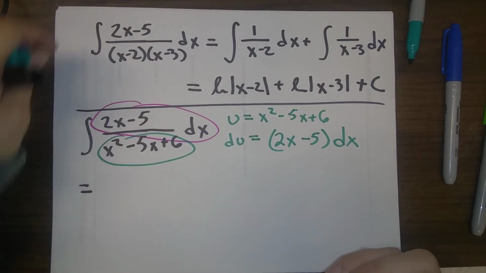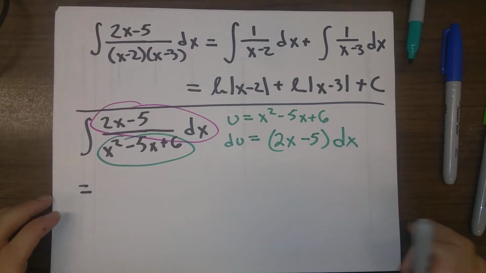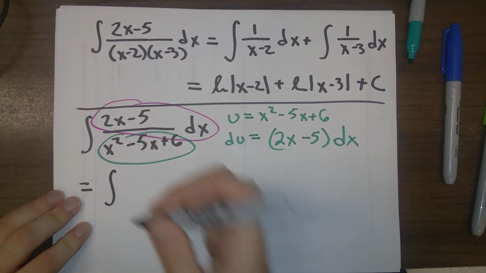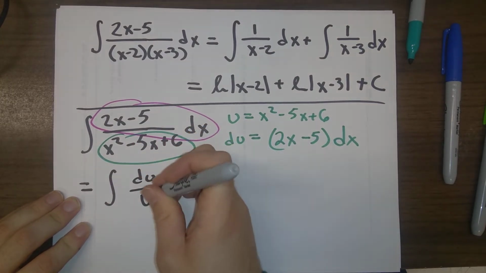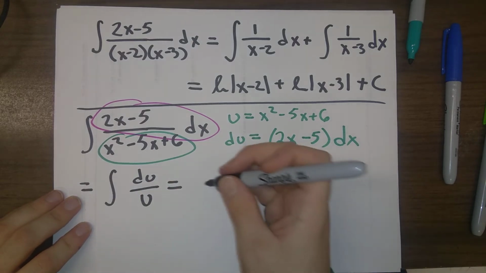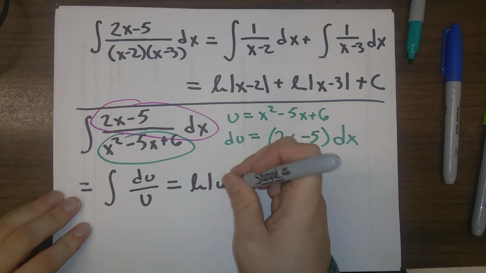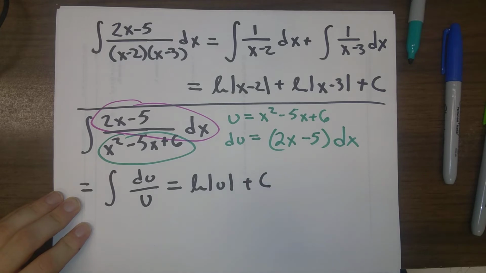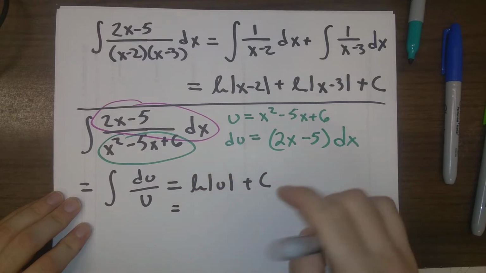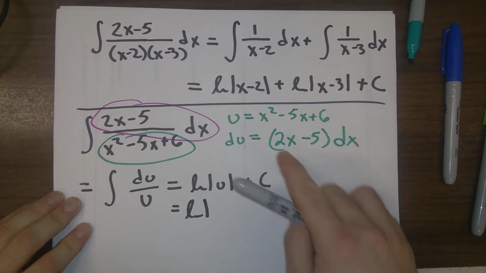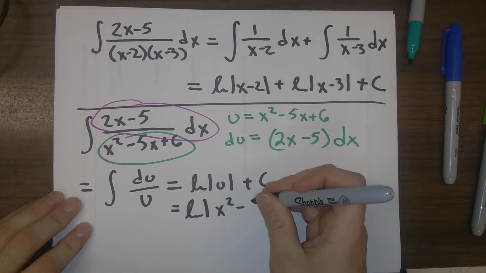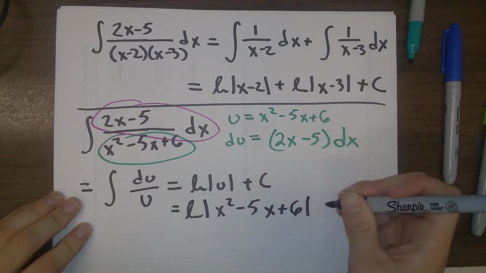And so, using substitution, we actually could rewrite this as the integral of du over u, which is going to be natural log of u plus c, and of course implicit absolute values there. And let's put together natural log of x squared minus 5x plus 6 plus c.